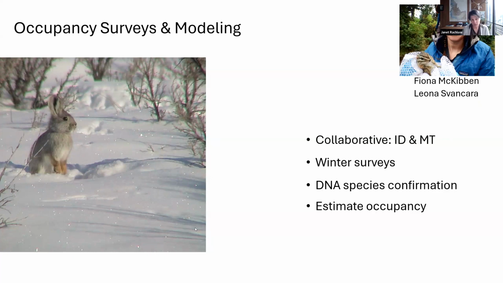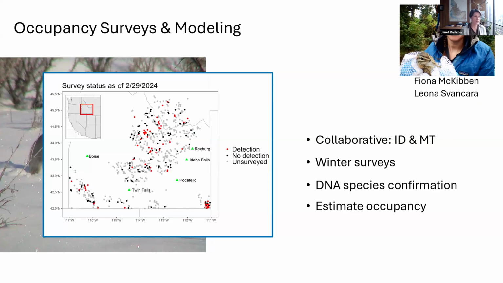And we are conducting winter surveys. We're collecting fecal pellets to confirm species and separate pygmy rabbits from prints that might be made by other lagomorphs. And just to show you where we are, these are the results as of the end of February this year. So the red dots are sites where we believe we detected pygmy rabbits based on the pellets, not yet confirmed with the genetic analyses, places where there was no detection, and places that are not surveyed.